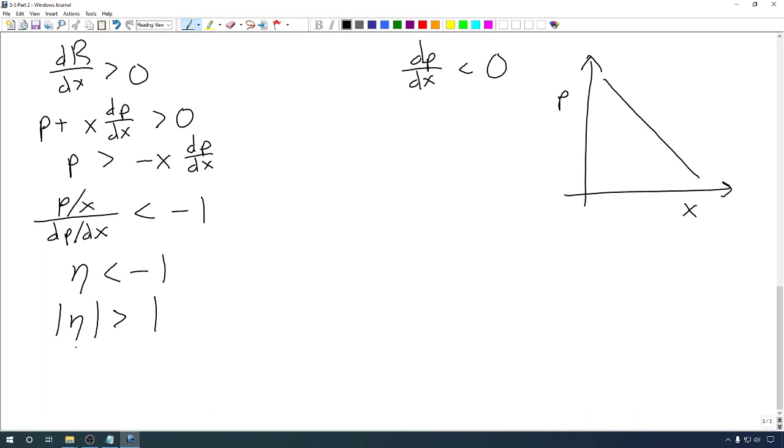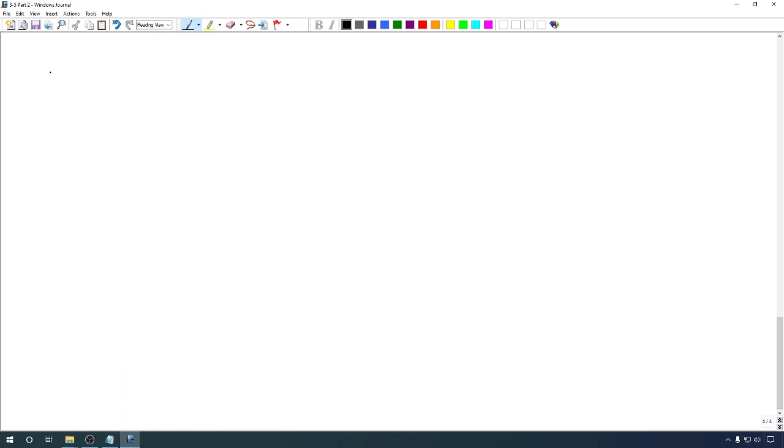So the absolute value of eta being greater than 1 corresponds to dr dx being positive. The book refers to this as the demand being elastic. This is when the absolute value of eta is bigger than 1. It corresponds to dr dx being positive.